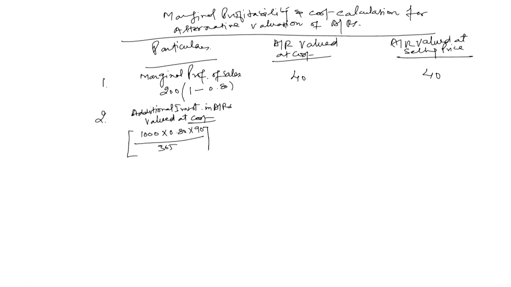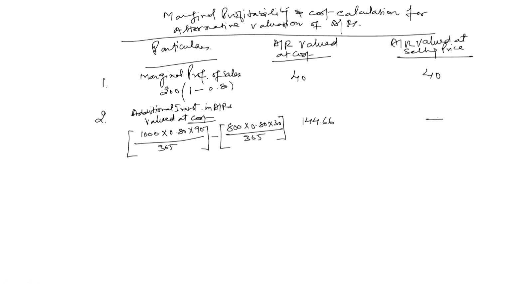So, this is the one part. Next is going to be, what was the earlier situation? Earlier we had the sales of 800 crores, then multiplied by 80%, and then how many days credit period? 30 days credit period divided by 365. So, the additional investment in accounts receivables valued at cost is going to be something like 144.66, and it is nil here because it is valued at cost.